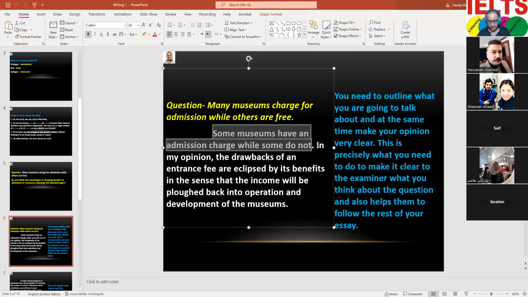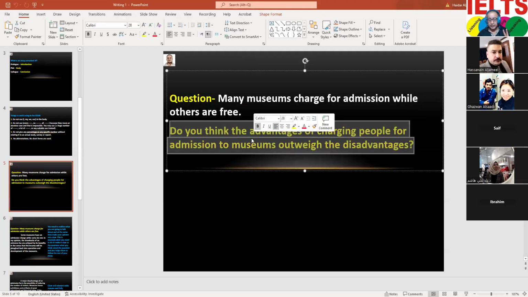After that, we have one of three options. Whether we write "in my opinion," or we write "from my point of view," or we write "from my preview." The most familiar one is "in my opinion," followed by a comma. Then we answer the question with two reasons.